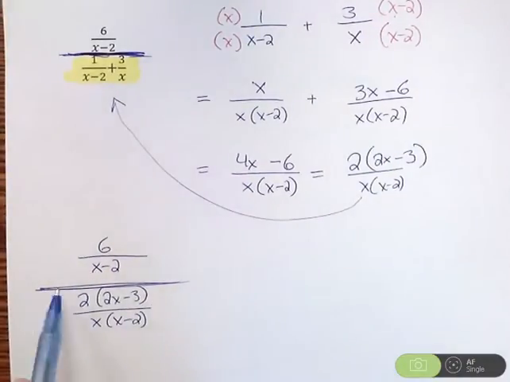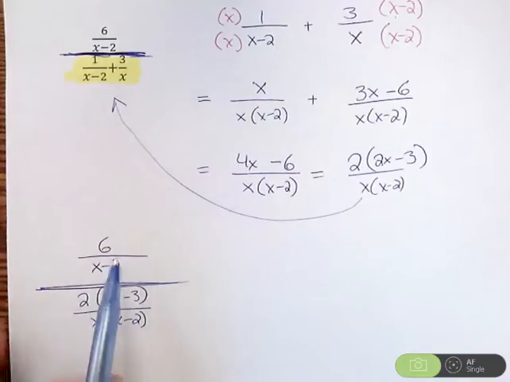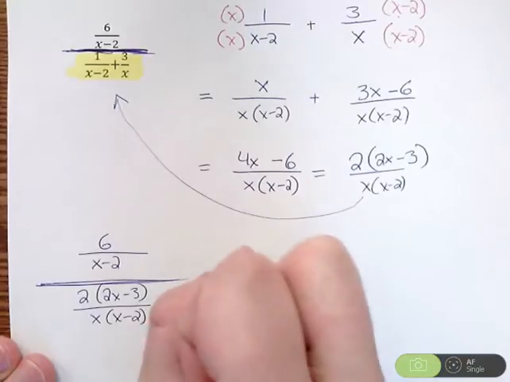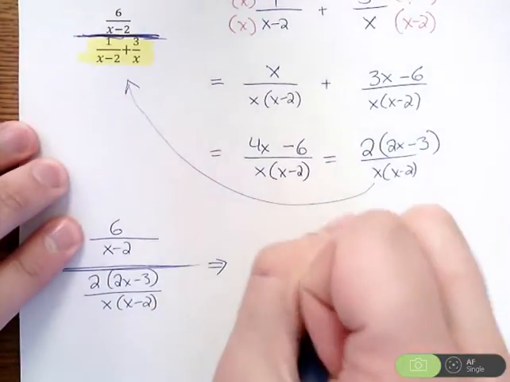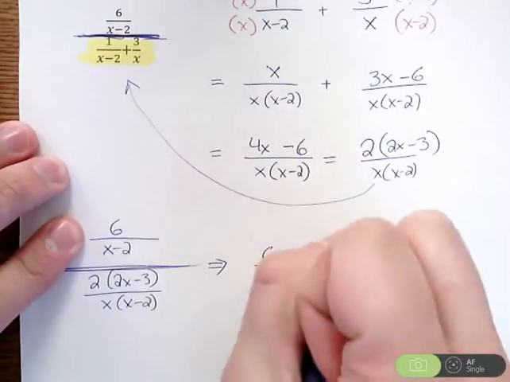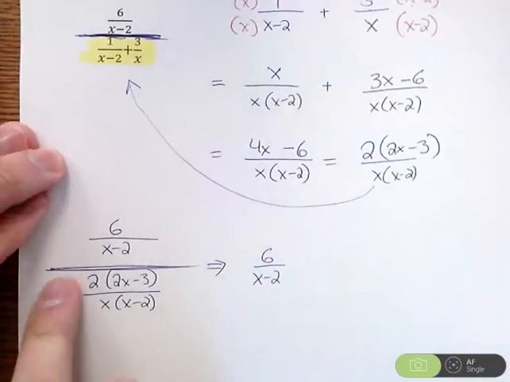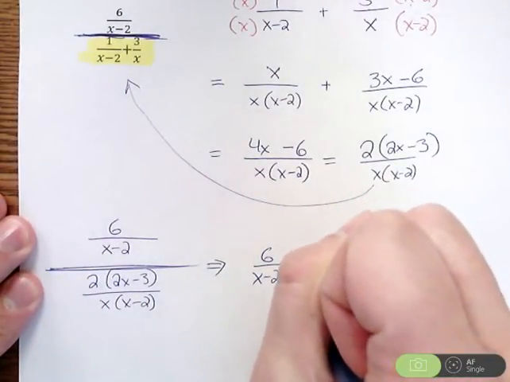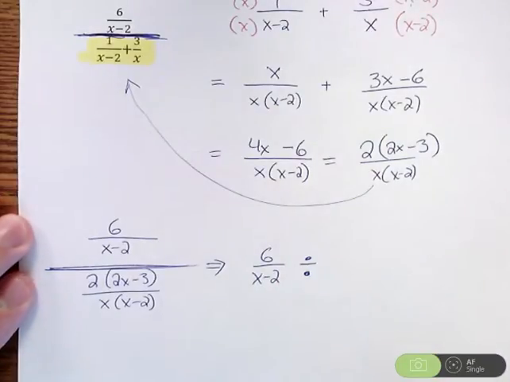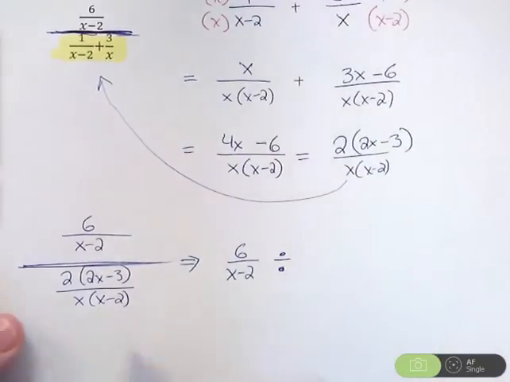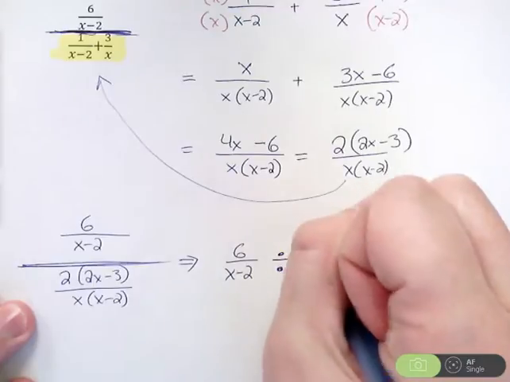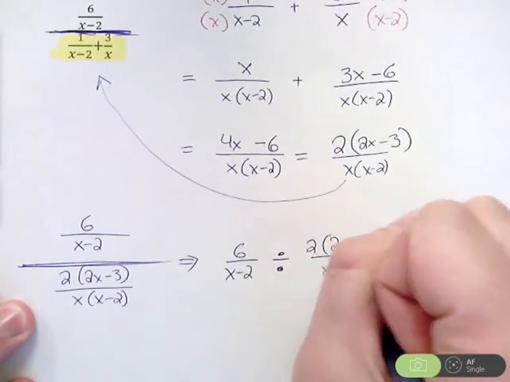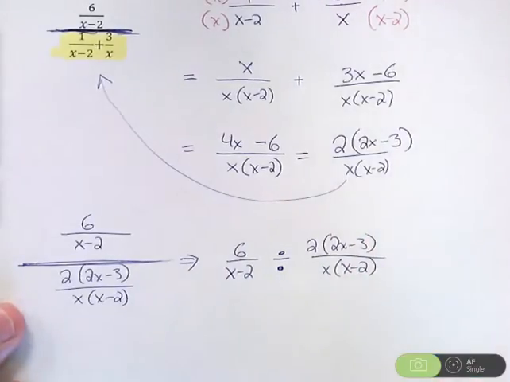It might not be easy to see, but I have this piece divided by that piece. So I'm going to rewrite this into something a little more familiar. I have this top fraction, 6 divided by x minus 2. This giant line here, that's a division. So maybe if I wrote it like this, we could see what we need to do with it a little better. And we're dividing by 2x minus 3 divided by x minus 2.